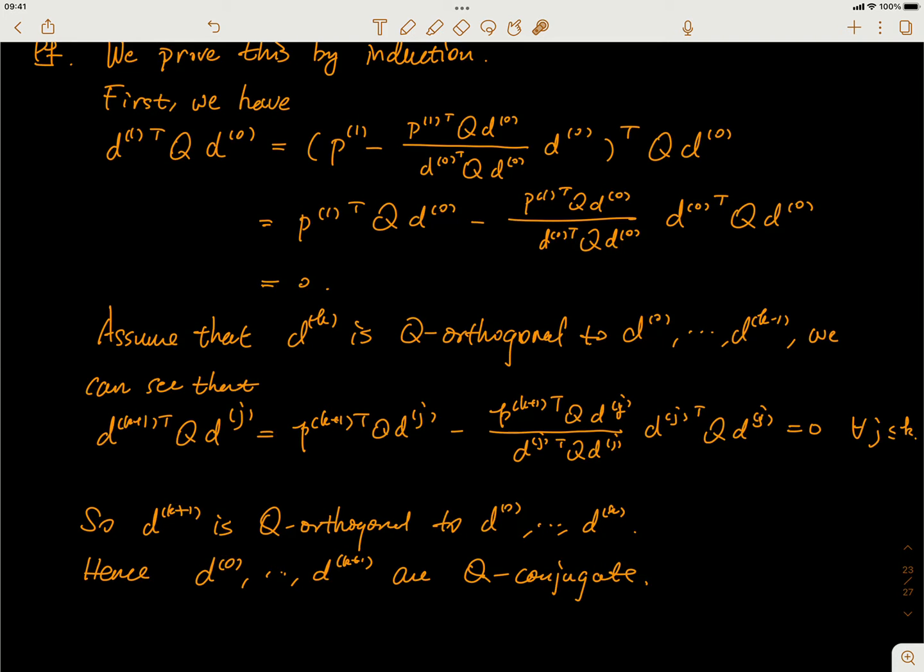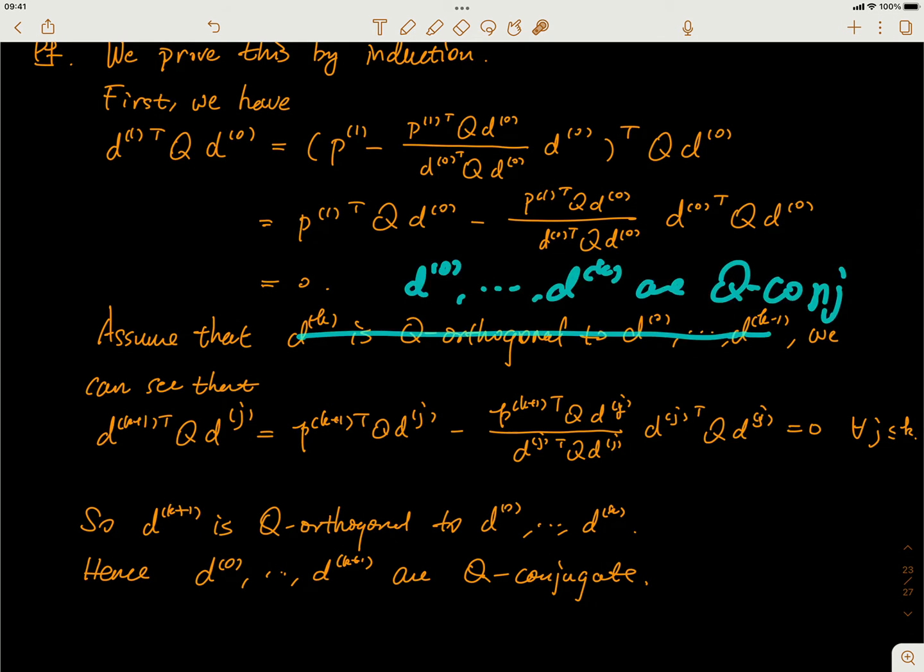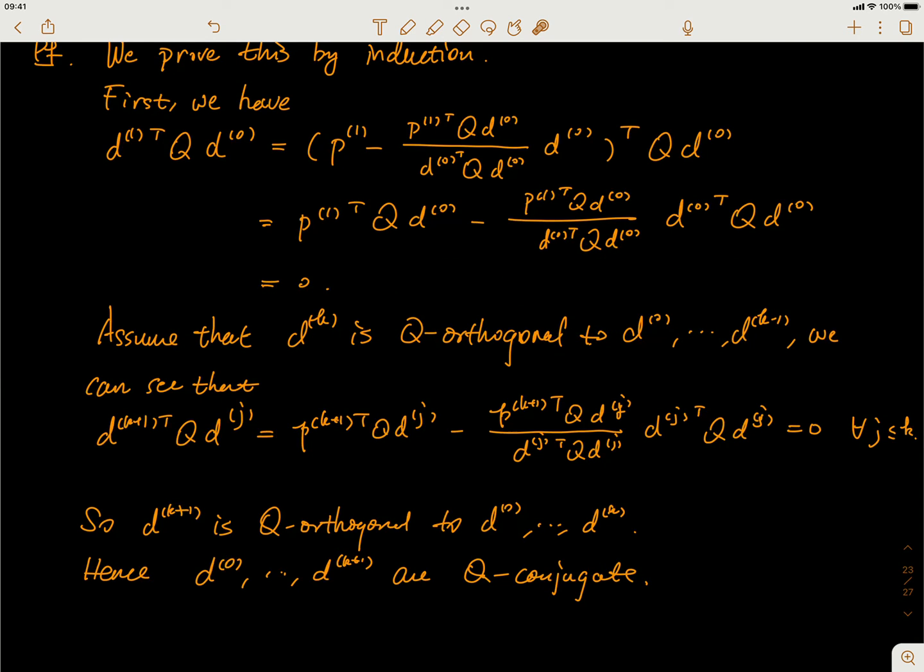Then assume that d0, d1 through dk are Q orthogonal, or Q conjugate. So what I should say here is, suppose these are Q conjugate, then we need to show that d(k+1) is Q conjugate with every one of them, every one from d0 to dk. Well, we just need to check that.